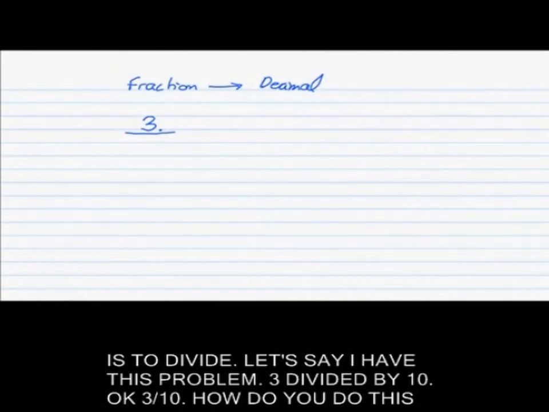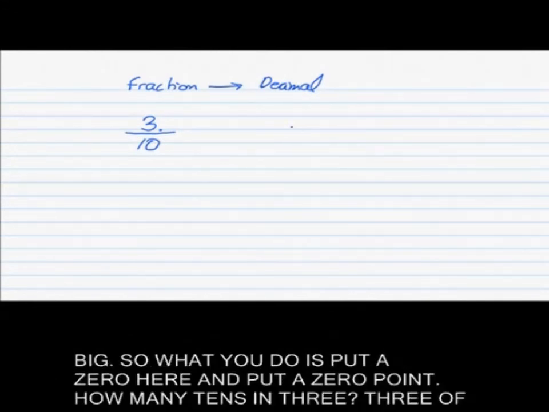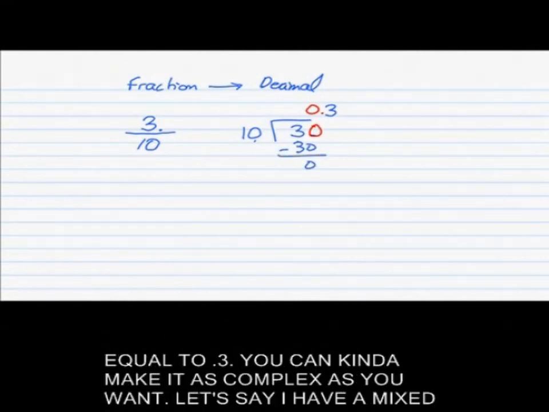Okay, 3/10. How do you do this problem? All you need to do is just divide 3 by 10. This is small, this is big, so what you do is put a 0 here and put a 0 point. How many 10's in 3? 3 of them. 3 times 10, 30. Subtract. Therefore, the fraction 3/10 in decimal is simply equal to 0.3.